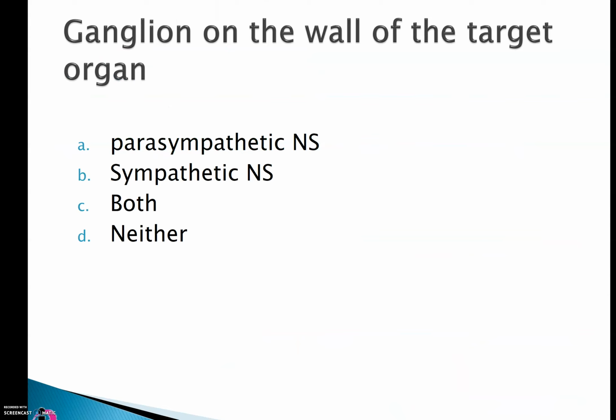Which one of these had its ganglia on the wall of the target organ? Well, we have the sympathetic and the parasympathetic. It's not going to be both. It's not going to be neither. So the parasympathetic, we have the vagus, cranial nerve 10, going all the way down, myelin, and then its ganglia is near the wall of the heart. That really is a heart there.